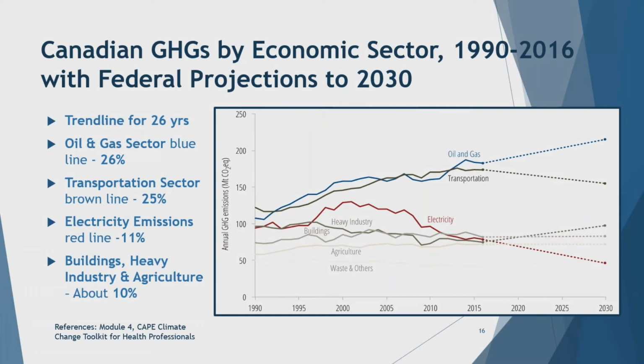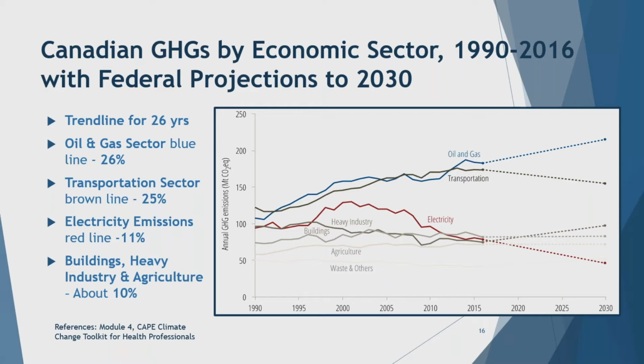So we kind of pull back again and say, okay, what is our contribution in Canada? What are the emission sources in Canada? What you can see in this graph is a trend line for a 26-year period. Oil and gas is the blue. So this is not the use of oil and gas, like fueling our cars or heating our homes. This is the extraction of methane and the extraction of oil. That sector is actually responsible for 26% of our emissions as a country at this moment.